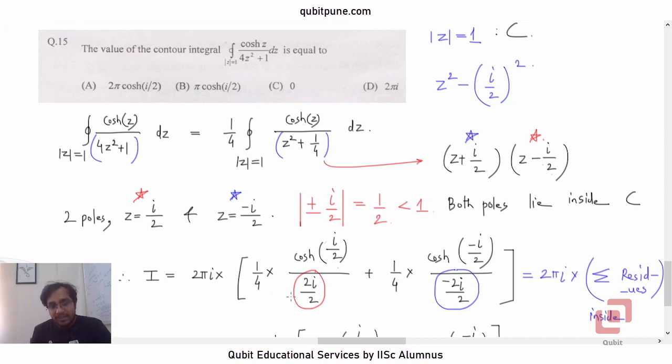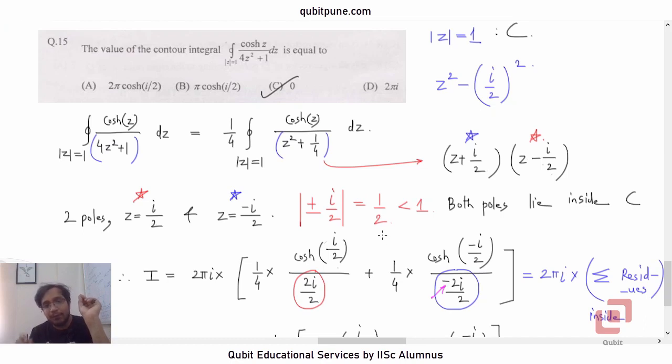And what about everything else here? Everything else is identical except the negative sign that this term has here, which automatically makes the sum inside 0, and therefore the integral is 0. So the option is C.